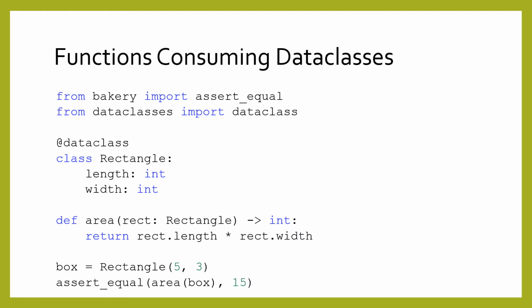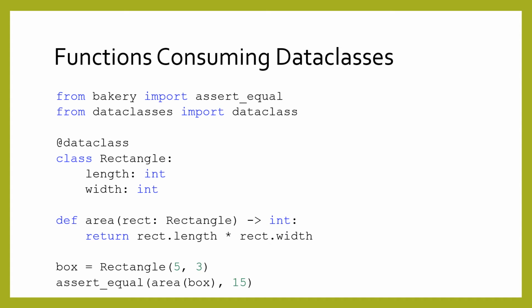Just to recap, we have a data class named rectangle, which is also the name of the constructor and the new type rectangle created. We can assign a constructed instance to a variable of our own choosing, which in this case was box. That variable can then be used as an argument to a function consuming a rectangle, like the area function. Inside of that function, we use the data class's type name on the right-hand side of the colon to indicate the type of the parameter.